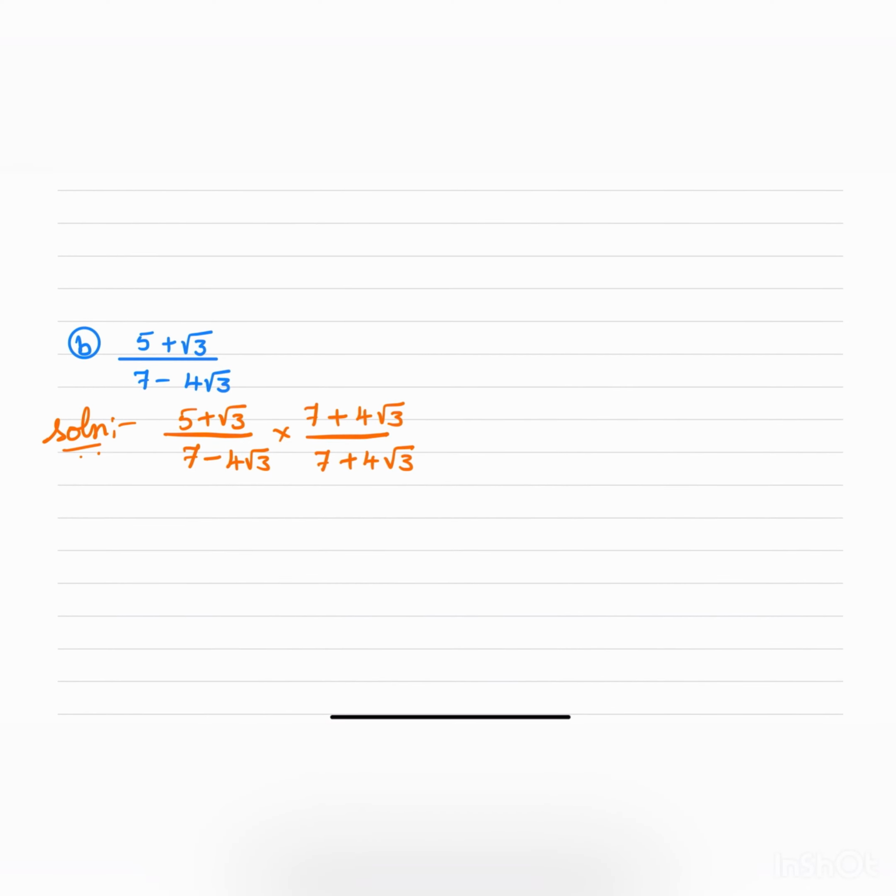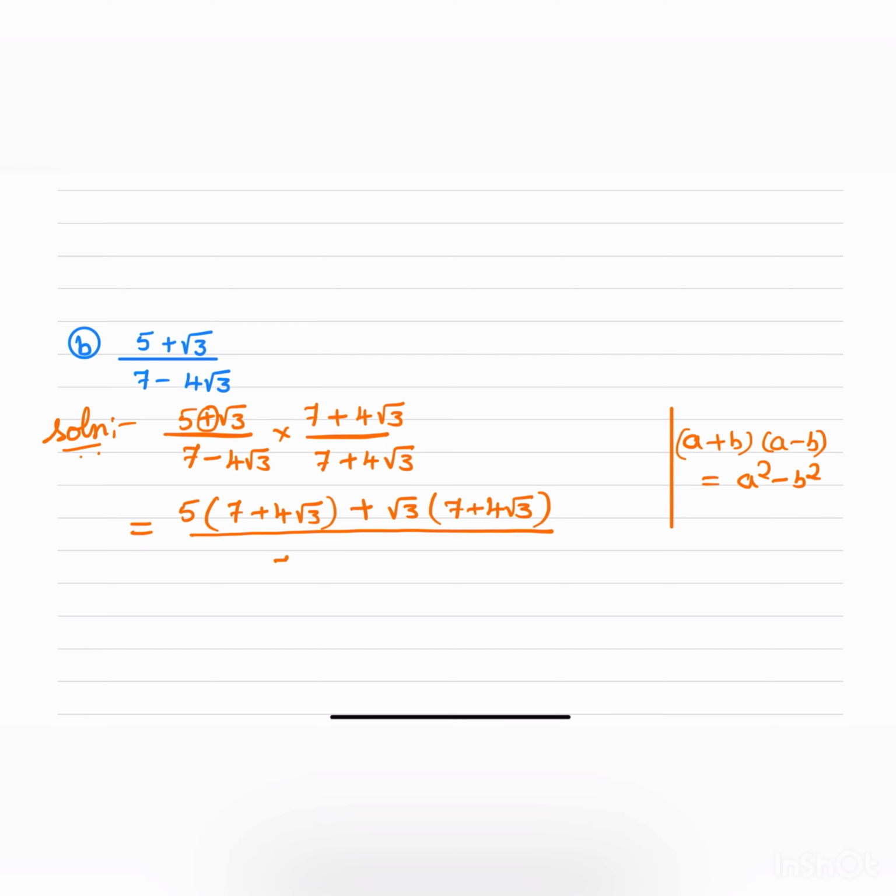Correct? And now we have to multiply this. Let me multiply this 5 with 7 plus 4 root 3, and then plus root 3 into 7 plus 4 root 3, whole divided by the denominator. As we have a plus b into a minus b form in the denominator, it gives us a square minus b square. So let us apply that identity. It is 7 square minus 4 root 3 whole square.